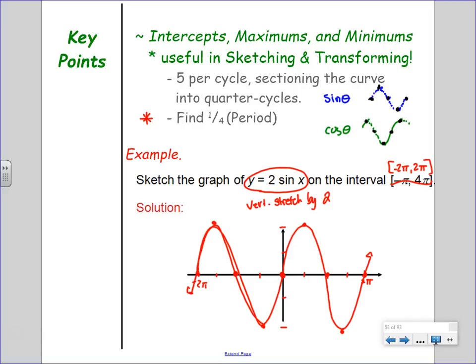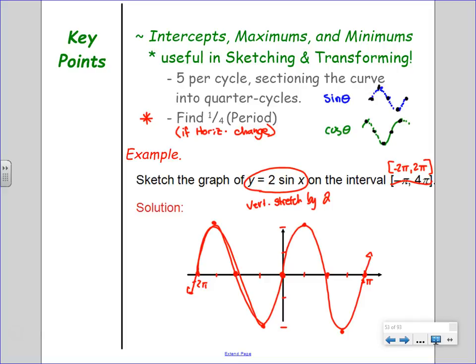If we had to go to 4 pi, we just have to go another cycle over there, but I don't have room. But nothing changed horizontally. The problem is sometimes things can change horizontally. So if there is a horizontal change, which could be dilation or translation, then we're going to have to pay special close attention to how often each of these 5 points occur. The nice thing is this time, nothing changed.